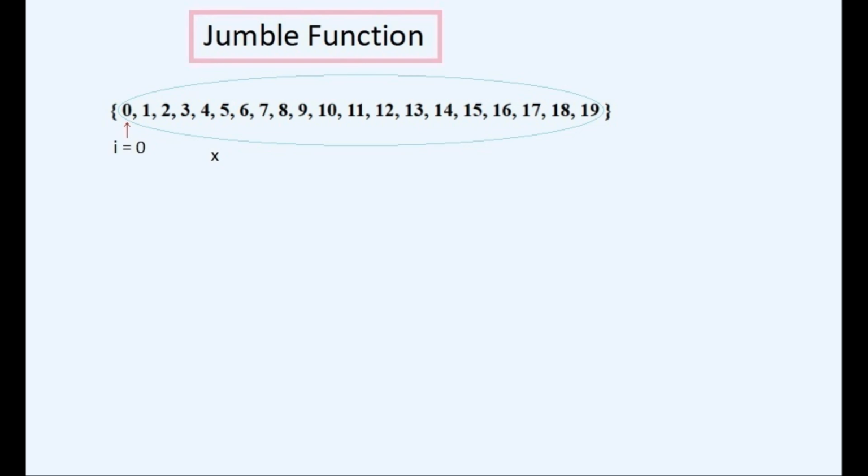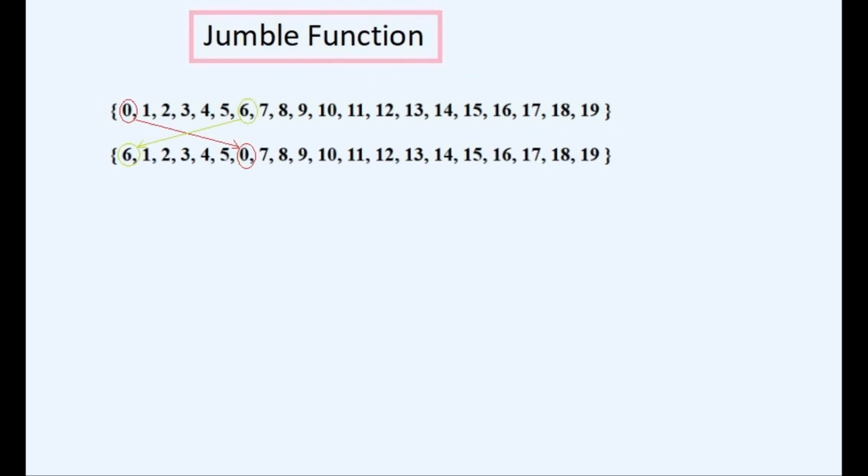blue ellipse. Notice that in this case, the first element is included in this range. This is so that all possibilities of random jumbling can occur. So X is made equal to one of these numbers given here. And so these two numbers indexed by these variables are swapped.